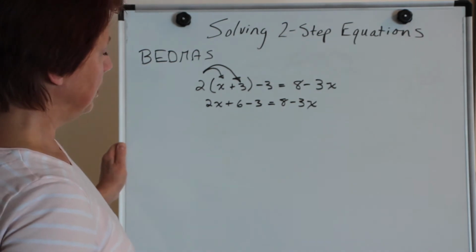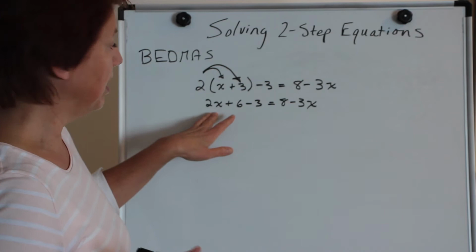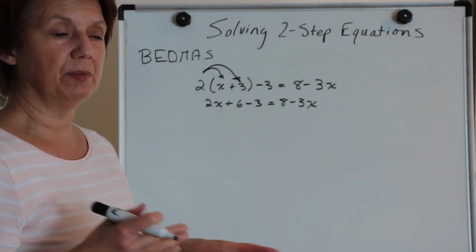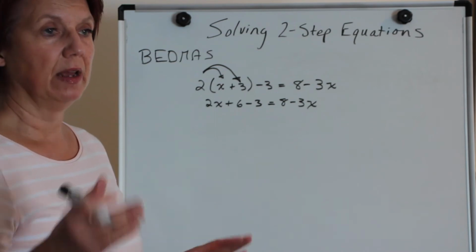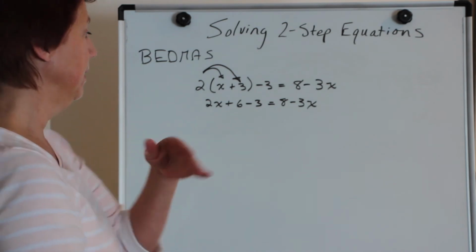Okay, now what I want is I want the variable terms, so that's this term and this term, I want them on the left-hand side. 9 times out of 10, that's what you want to do. Sometimes the variable terms will end up on the right, but then in the final answer you just switch them up so that it says x equals your answer, okay?